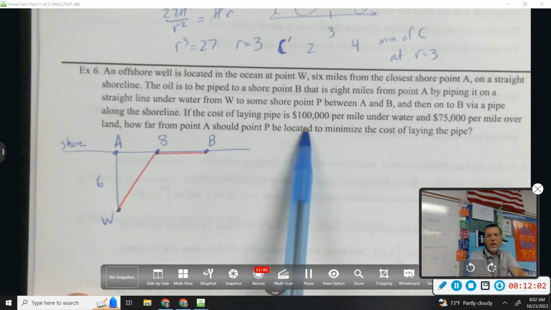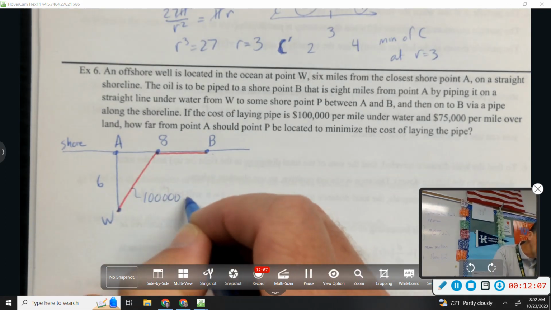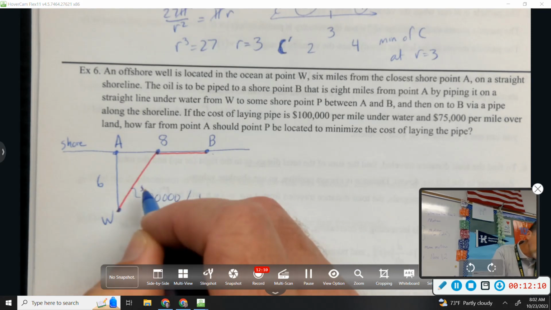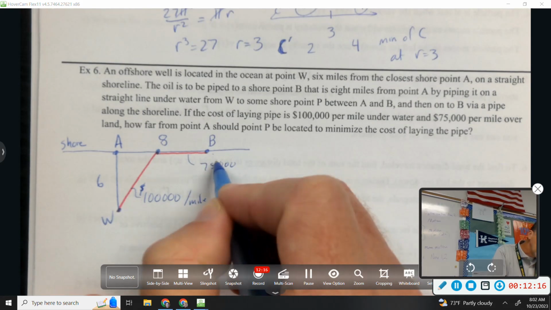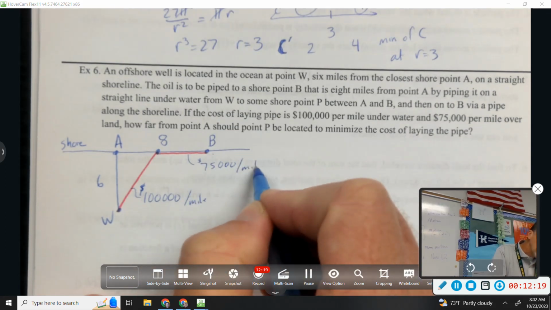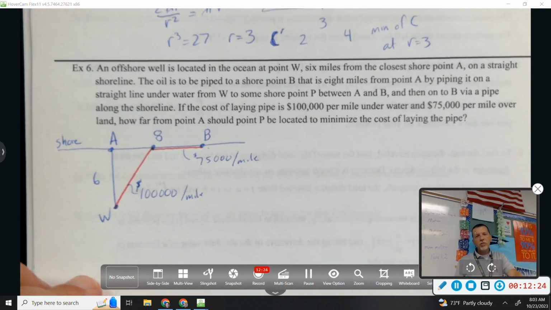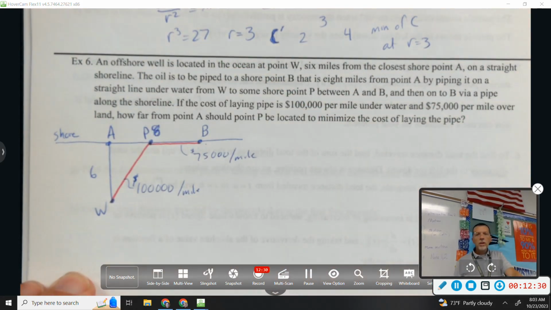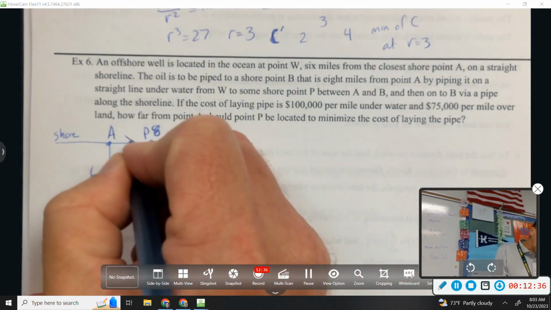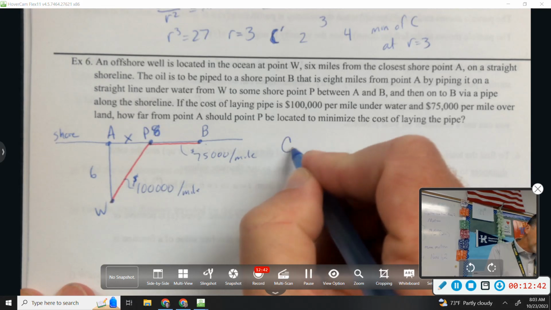Cost of laying pipe is $100,000 per mile underwater. So this is $100,000 per mile. And $75,000 per mile over the land. So how far from point A should point P be located to minimize the cost of laying the pipe? So how far from A to P? So what we're looking for is x. And what we want to minimize is cost.